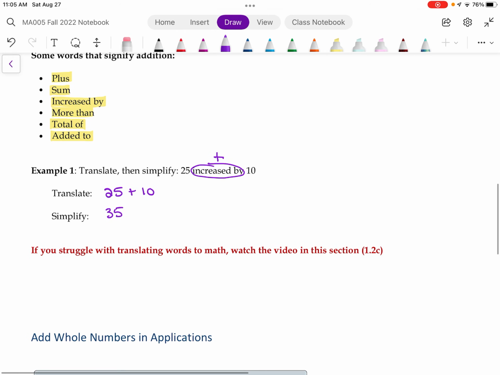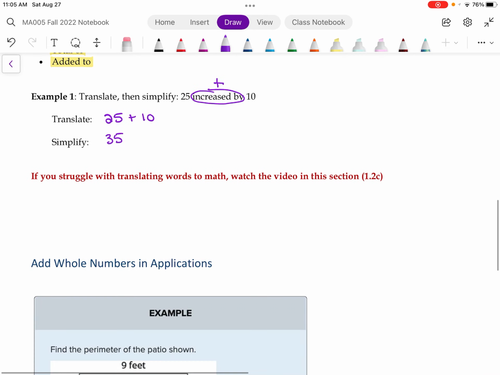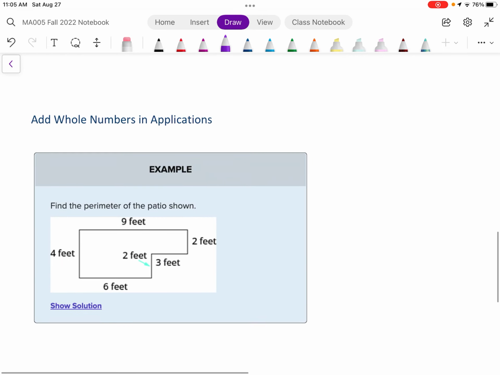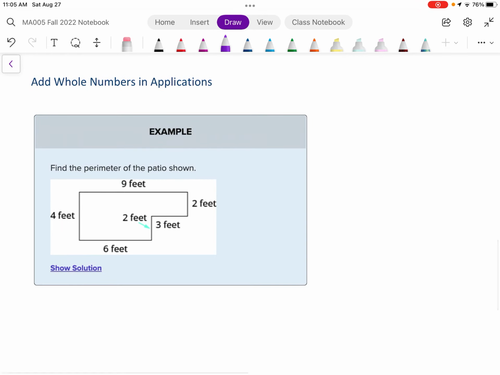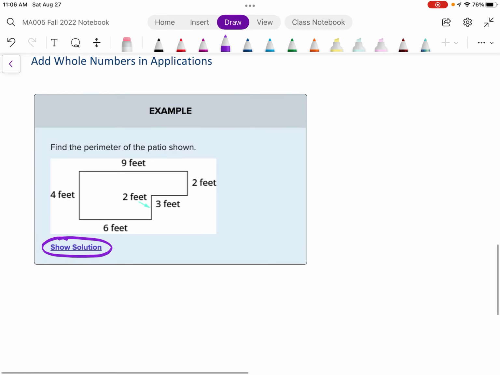If you struggle with translating words to math, there is a video in this section that goes into this more deeply. And we're going to practice it a lot this semester. So, add whole numbers and applications. When you see a show solution in the book, you can click on it and it will open up and show you the whole worked out solution. These are not live links in my talks, but I wanted you to see it. You'll have to go to the book to click on it. But right now I'm going to show you how to do it.